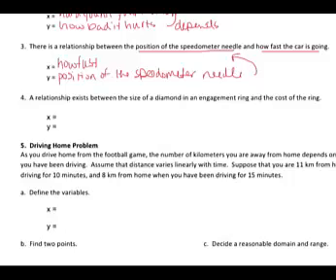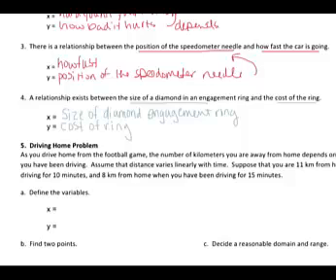Okay, I want you to try this next one, number 4, and just pause the video while you try it and then press play again when you're ready to check your answer. Okay, hopefully you got the x variable to be the size of the diamond engagement ring, and then y to be the cost of the ring. Again, the cost depends on the size of the diamond.